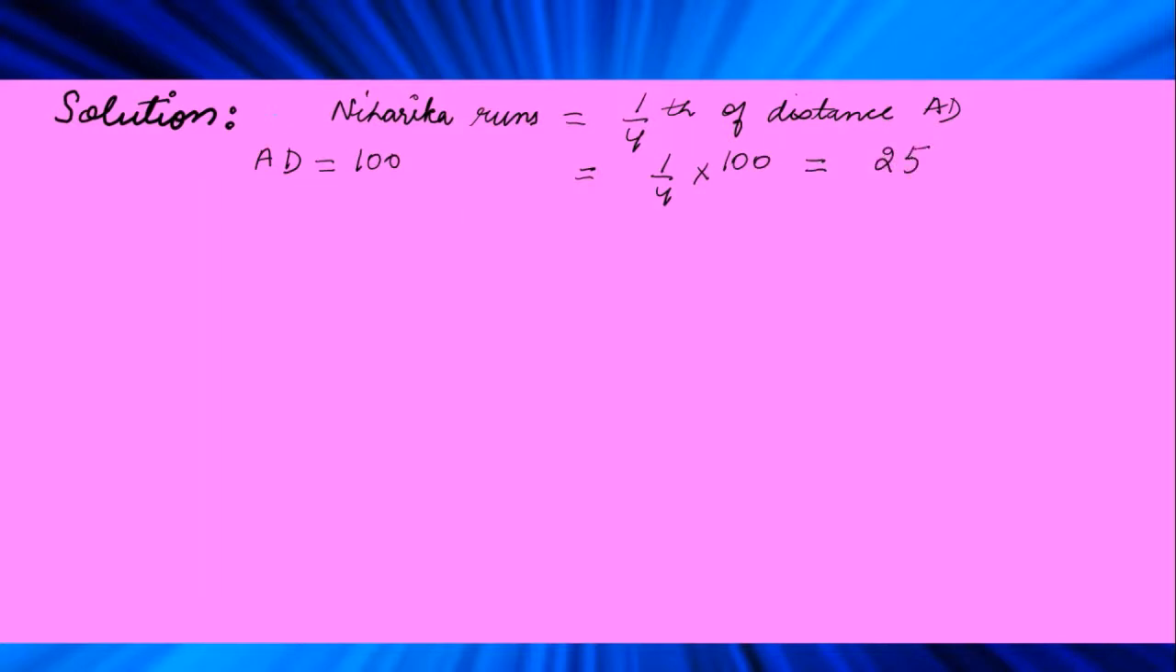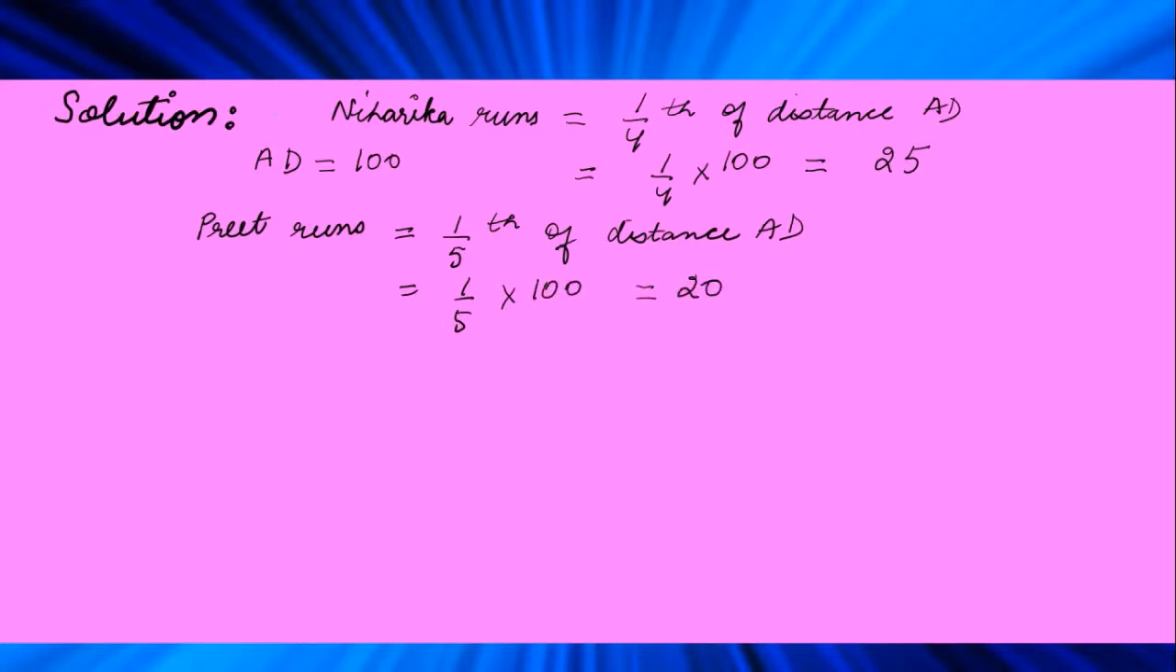And the second girl is Preet. Preet runs 1/5 of distance AD. So it will be 1/5 multiplied by 100, so it is 20.